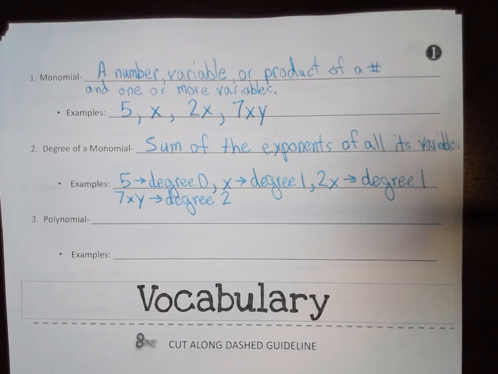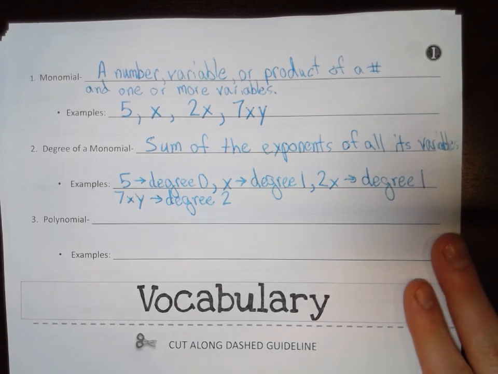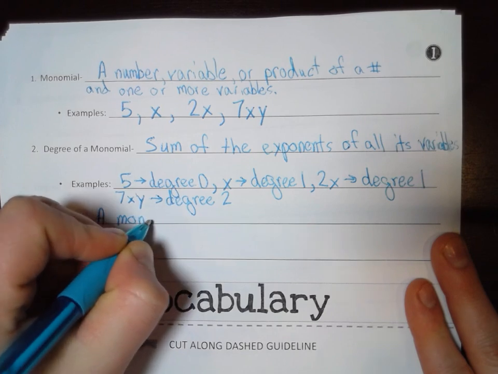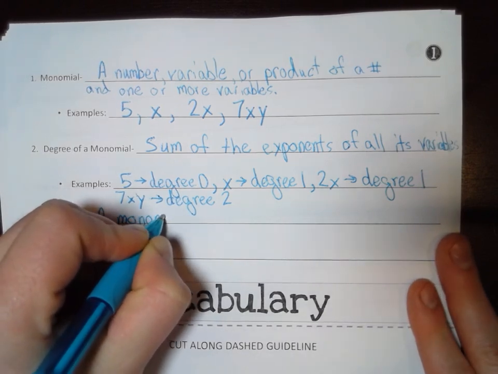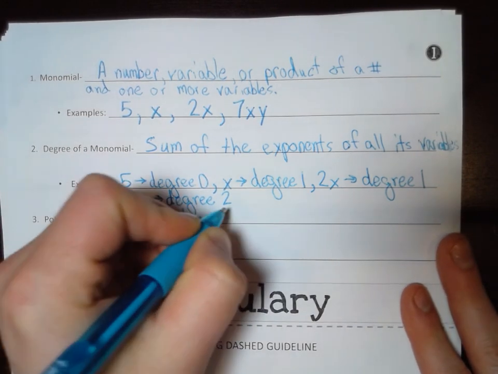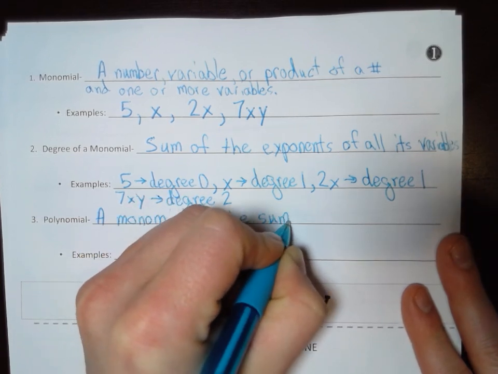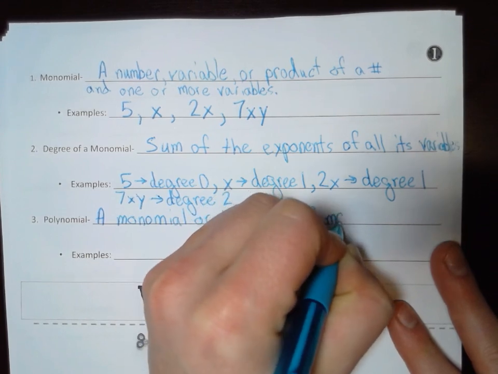Okay, now this word polynomial, which is what this whole flipbook is defined by. A polynomial is a monomial or the sum of monomials.